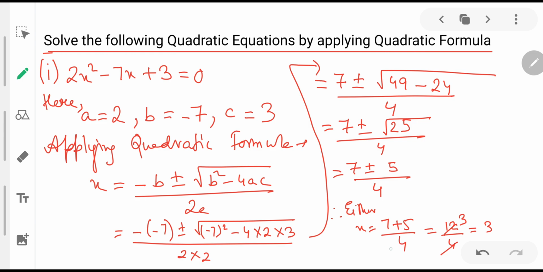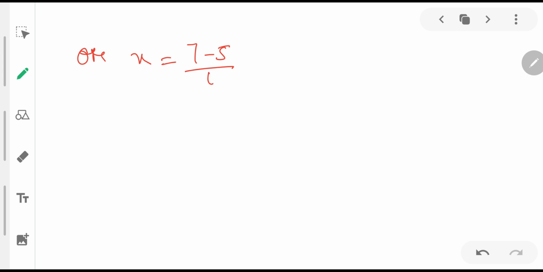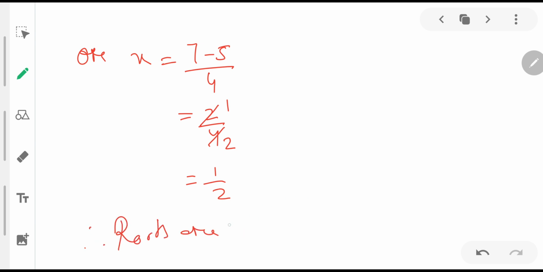We have already done it by taking the symbol as plus. Now we will do it by taking the symbol as minus. So 7 minus 5 divided by 4. What will we get? 2 by 4. If we cancel, we will get half. Therefore, the roots, meaning the solutions, are 3 comma half. So this is the solution to question number 1.